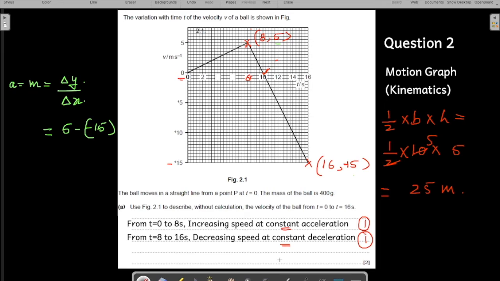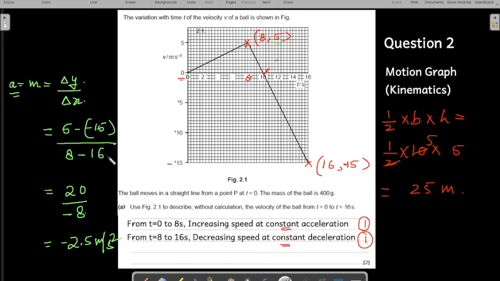Please do not ignore the negative sign here. So 5 minus minus 15 over 8 minus 16. So what does it become? The numerator becomes addition, which becomes 20 over, so in the denominator you have 8 minus 16, which is minus 8, right? So this whole thing becomes equal to minus 2.5 meters per second square.